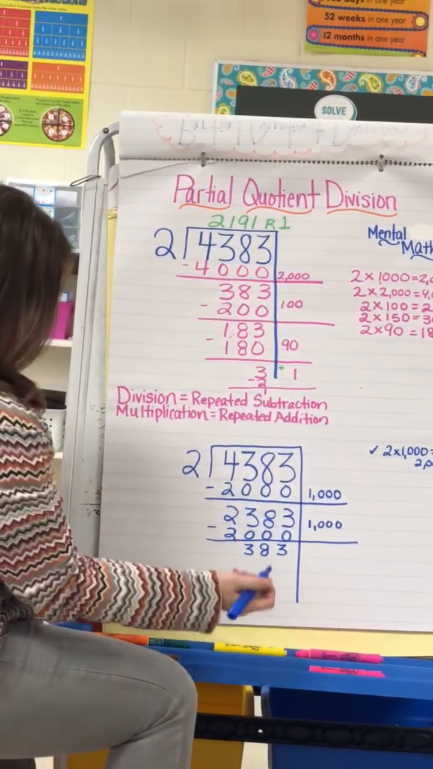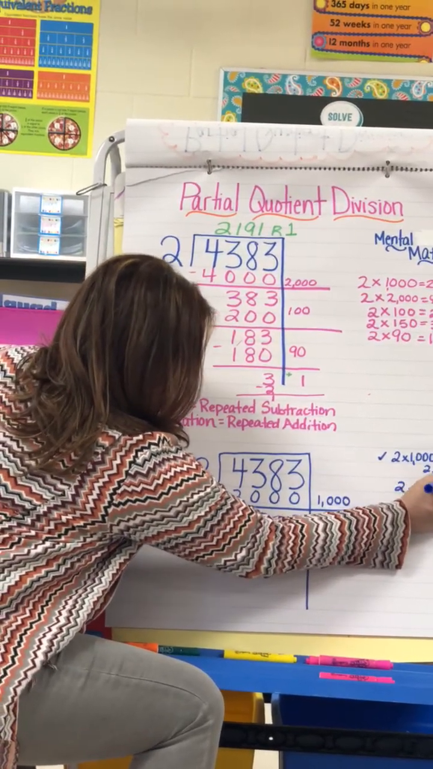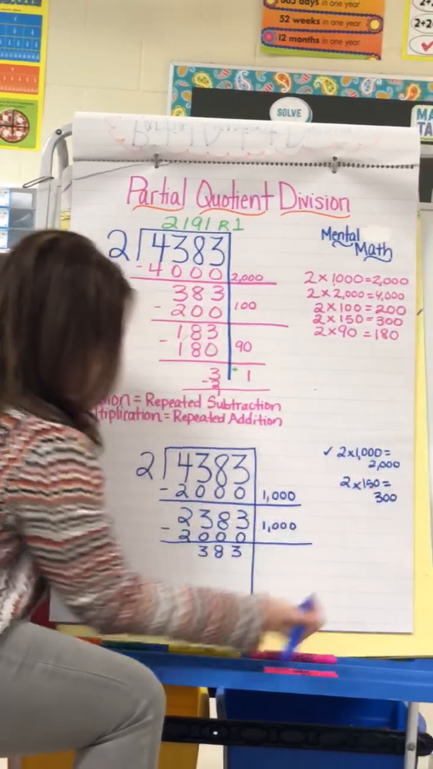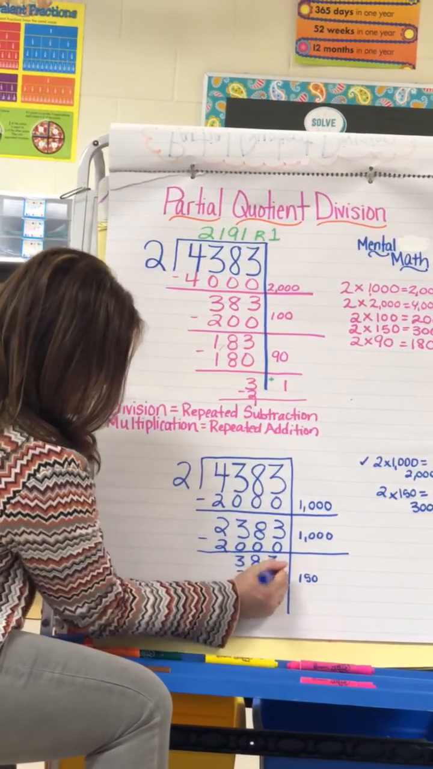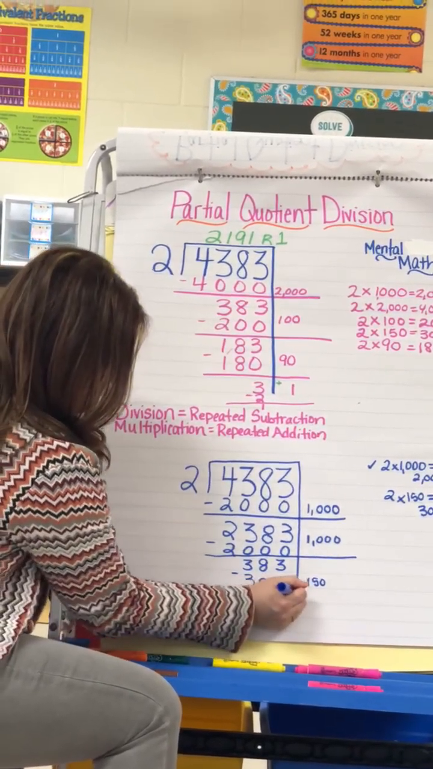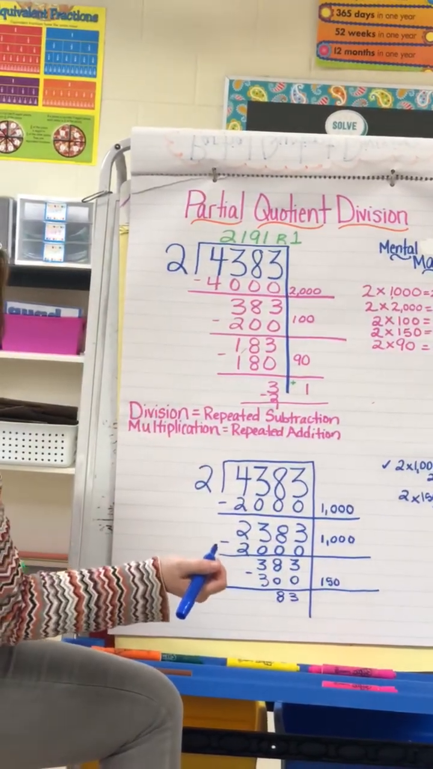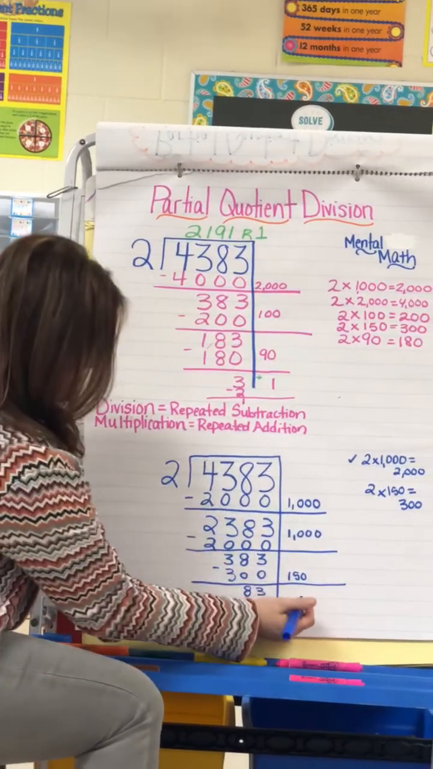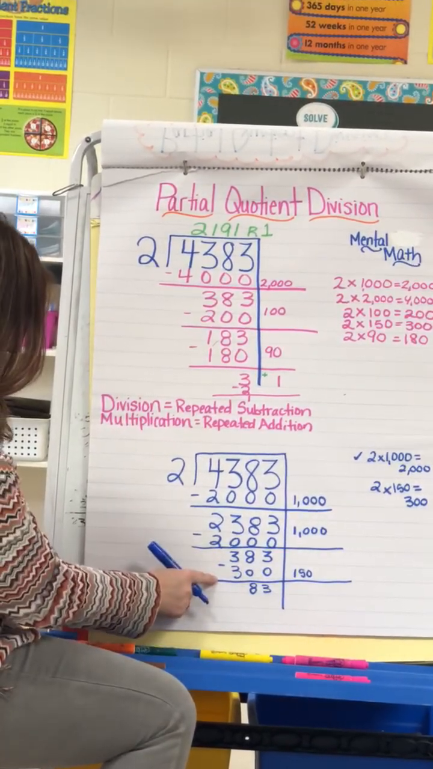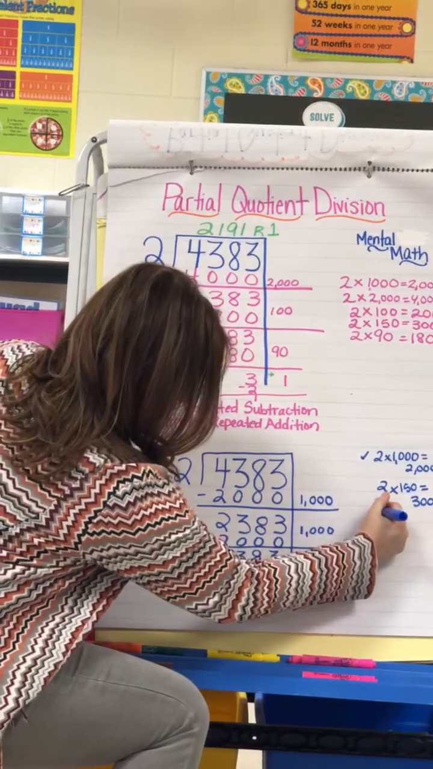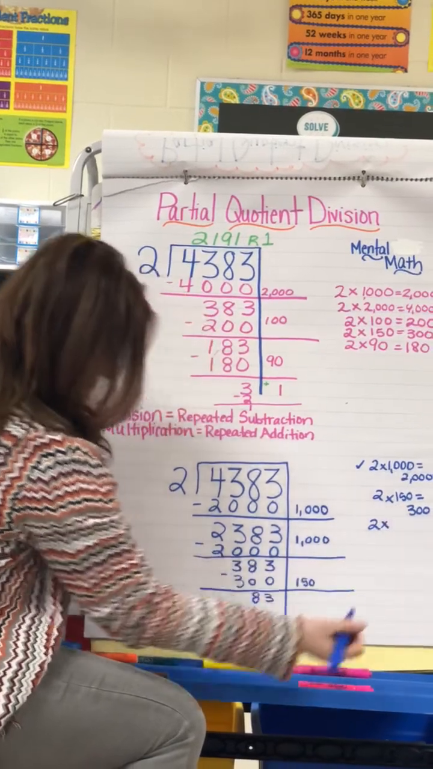It really doesn't matter. At this point, a student might say 2 times, like I said earlier, the 150 is 300, and they may choose to do 150, take away 300, because again, division is the same thing as repeated subtraction. And we are now at 83. At this point, the student would, again, did I do that right? I'm confusing myself. Yeah.